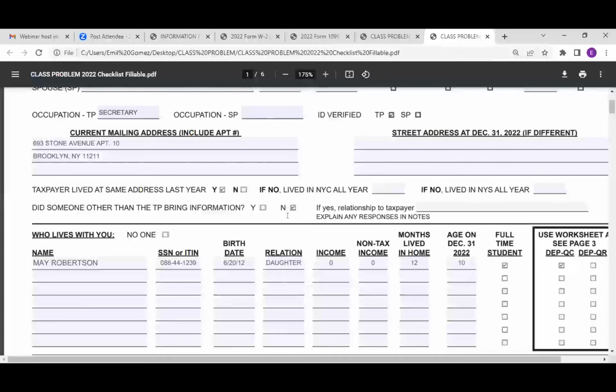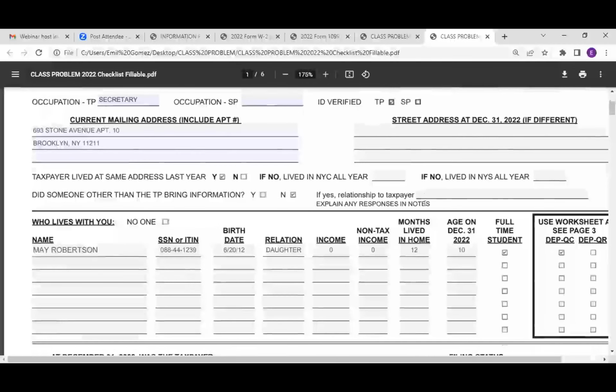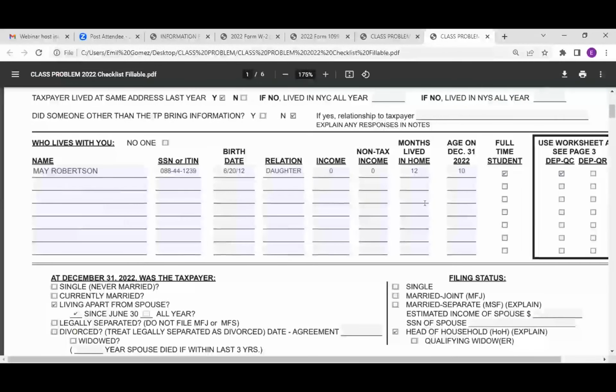So it's important to make sure who we're talking to. If somebody other than the taxpayer brought in the information, tick off yes, and enter that person's name and what relationship that person has to the taxpayer. Okay, who lives in the home with the taxpayer, with April?